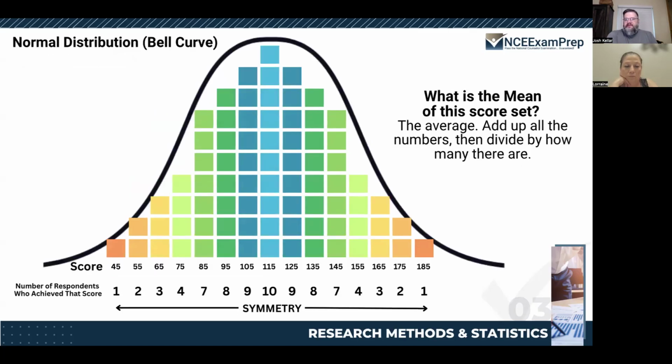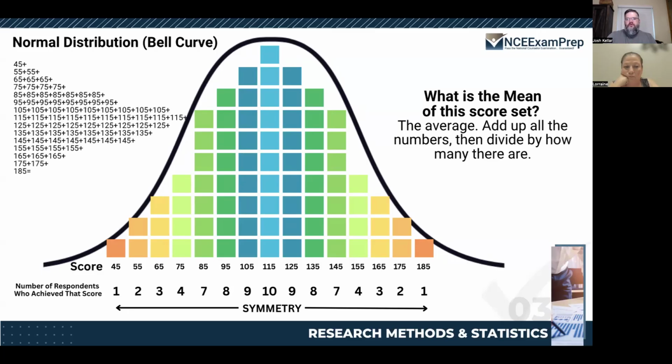Okay, so what about the mean? How do we find the mean of this score set? This is the average. We're going to add up all the numbers and then divide by how many there are. That's going to be hard to do just off the top of our head, because there's a lot of scores. We can look at this and know what the mean is because on a normal distribution, the mean is always in the middle. On a bell curve, the mean score is always going to be in the middle.